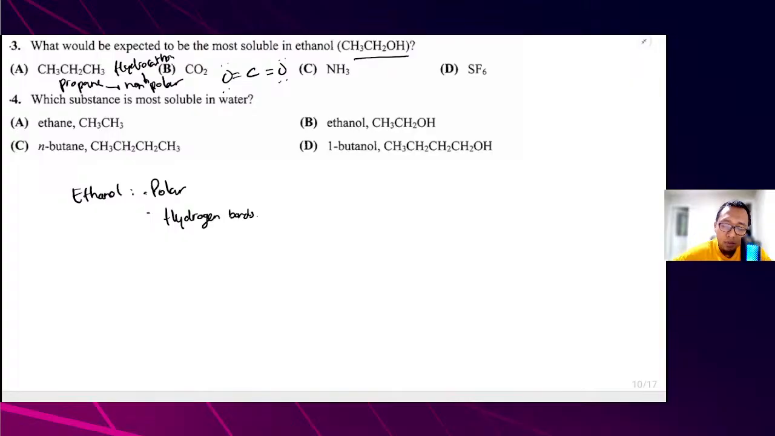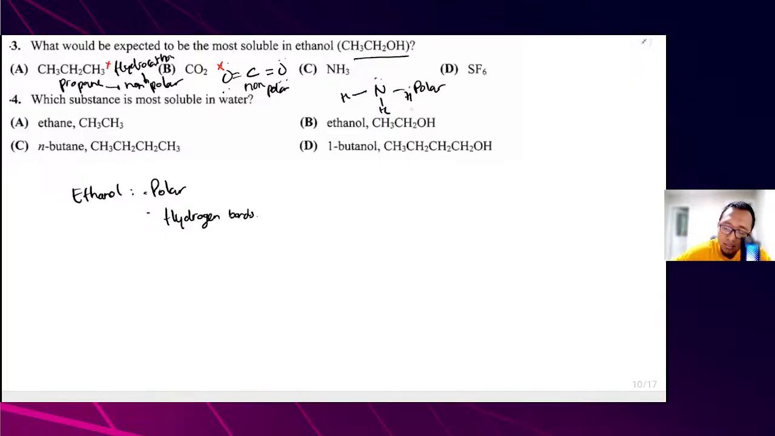It is linear and symmetrical, so it will be non-polar. So we can eliminate the option CO2. How about NH3? As you can see, NH3 has a lone pair, so it will be polar.